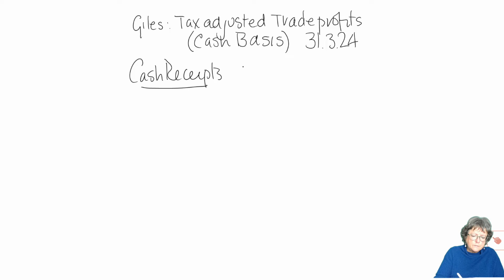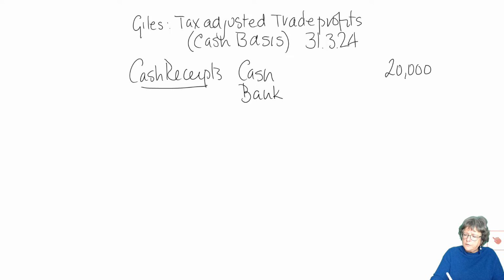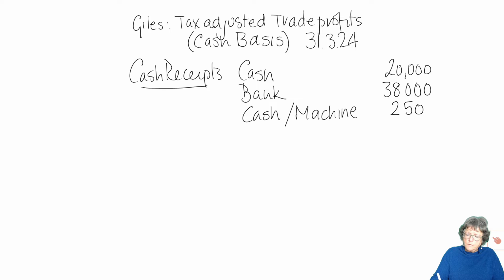So he's got the cash that he had, which was 20,000. The bank income that he had from clients of 38,000. And the cash from the sale of the machine of 2,500.